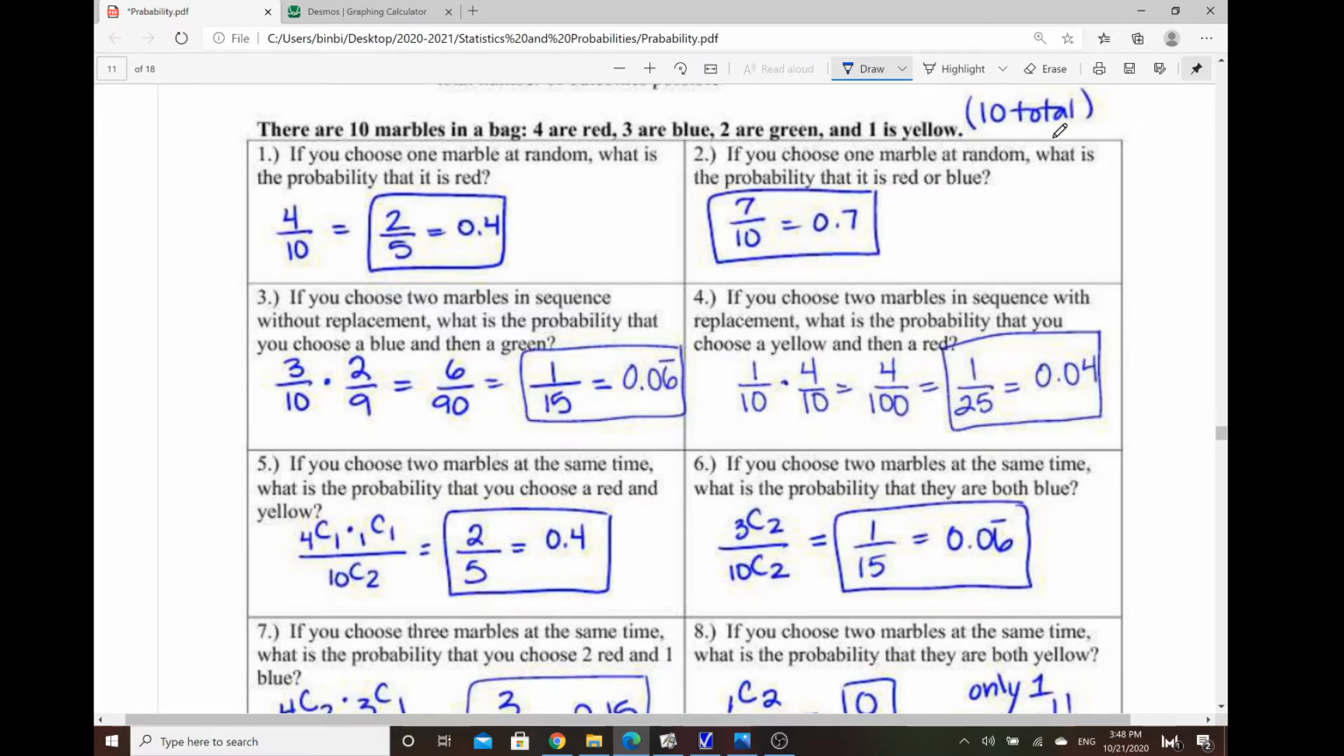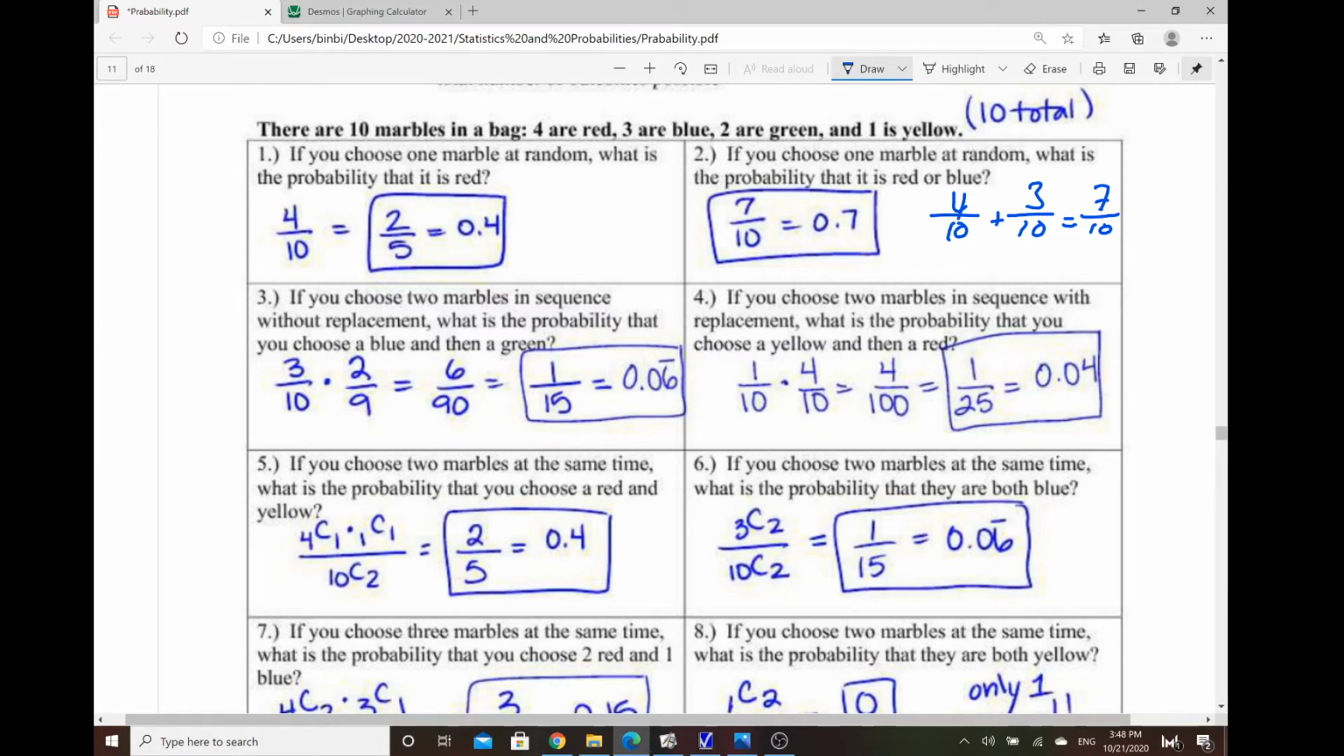And choosing that one marble randomly, what's the probability that it's red or blue? Getting red or blue, the keyword is or, and that means it's considered addition. So getting the red marble will be 4 over 10, and getting the blue marble will be 3 over 10. Once you combine them, that'll be 7 over 10.